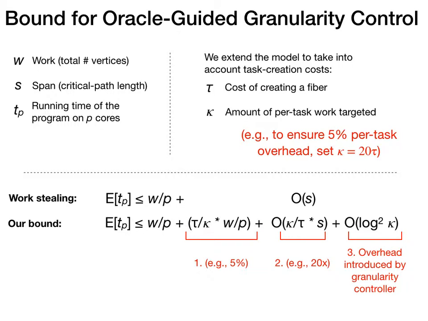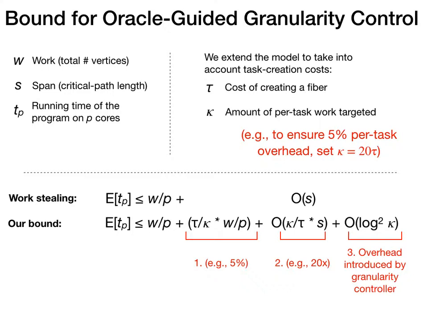So to get a bound that accounts for the overheads of task creation, we're going to assume that the load balancing is performed by work stealing, even though the bound that we show in the paper is a more general bound, which is compatible with any load balancing algorithm. To model the cost of creating a task, we use a parameter called tau. For the purposes of explaining the bound, let's just assume that our tuning process gives us a value of kappa such that kappa is a factor of 20 of our tau parameter. In other words, we're picking our marginal parallelism to be 20 times larger than the cost of a task.